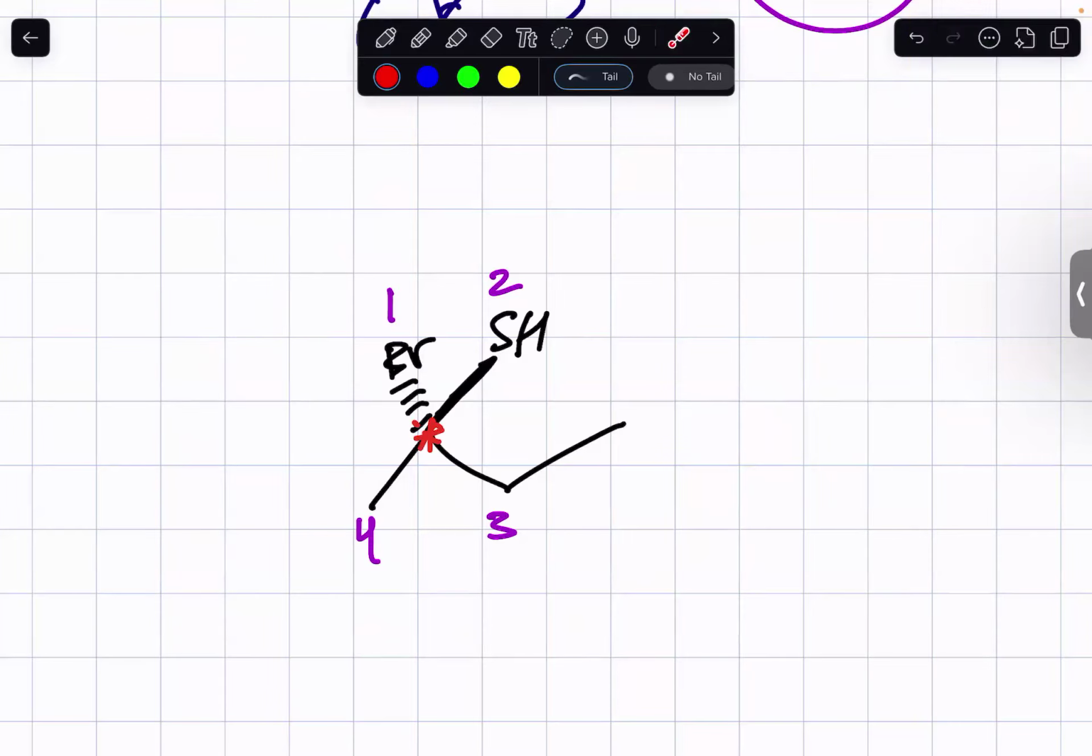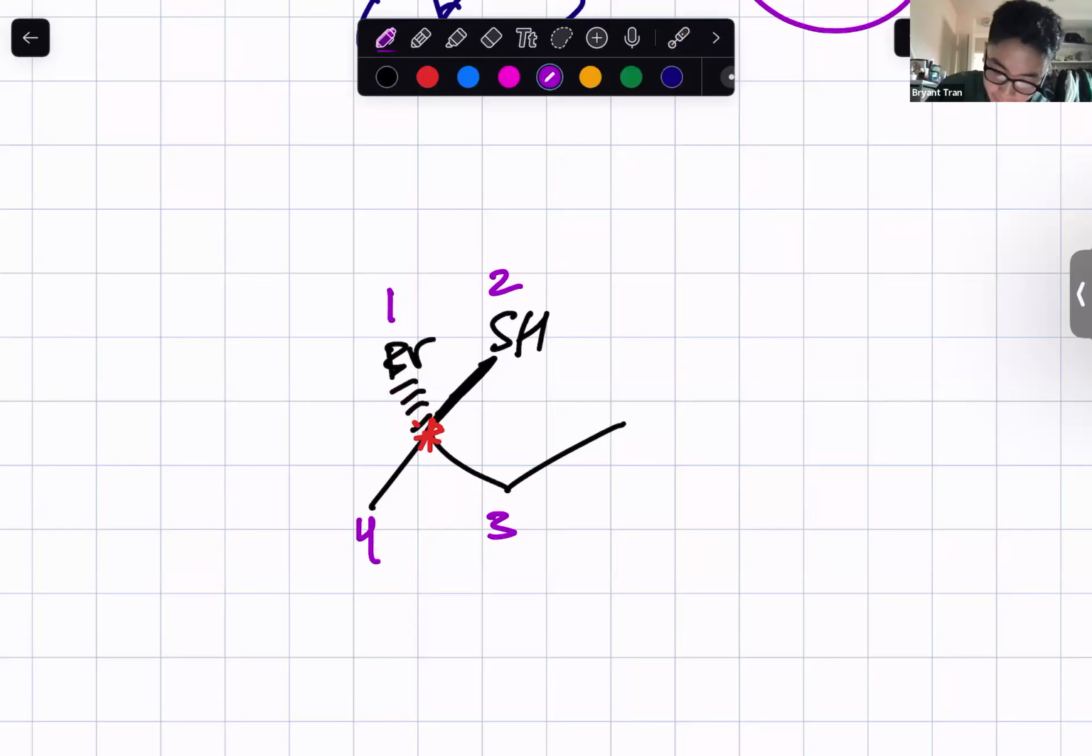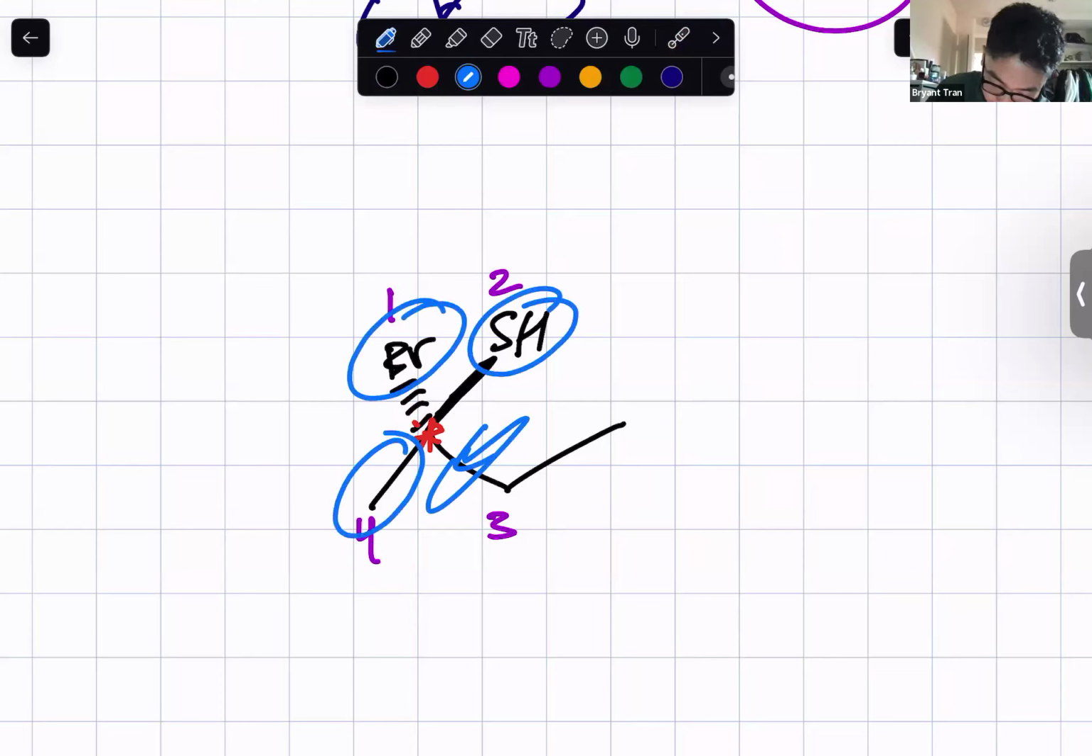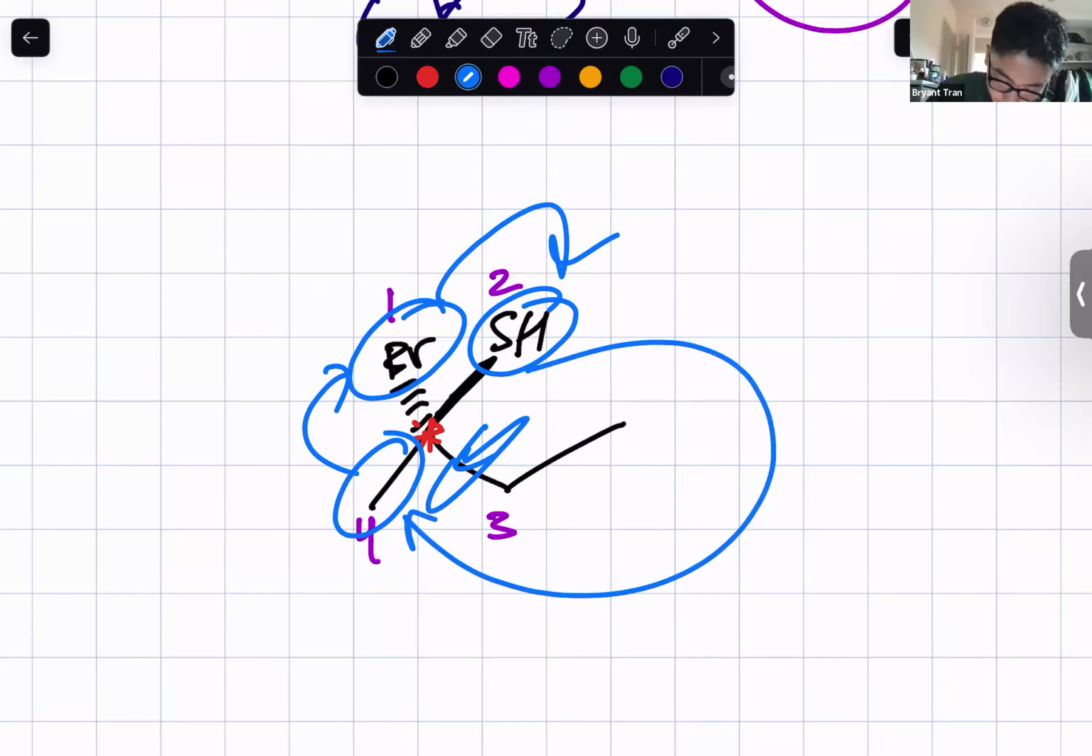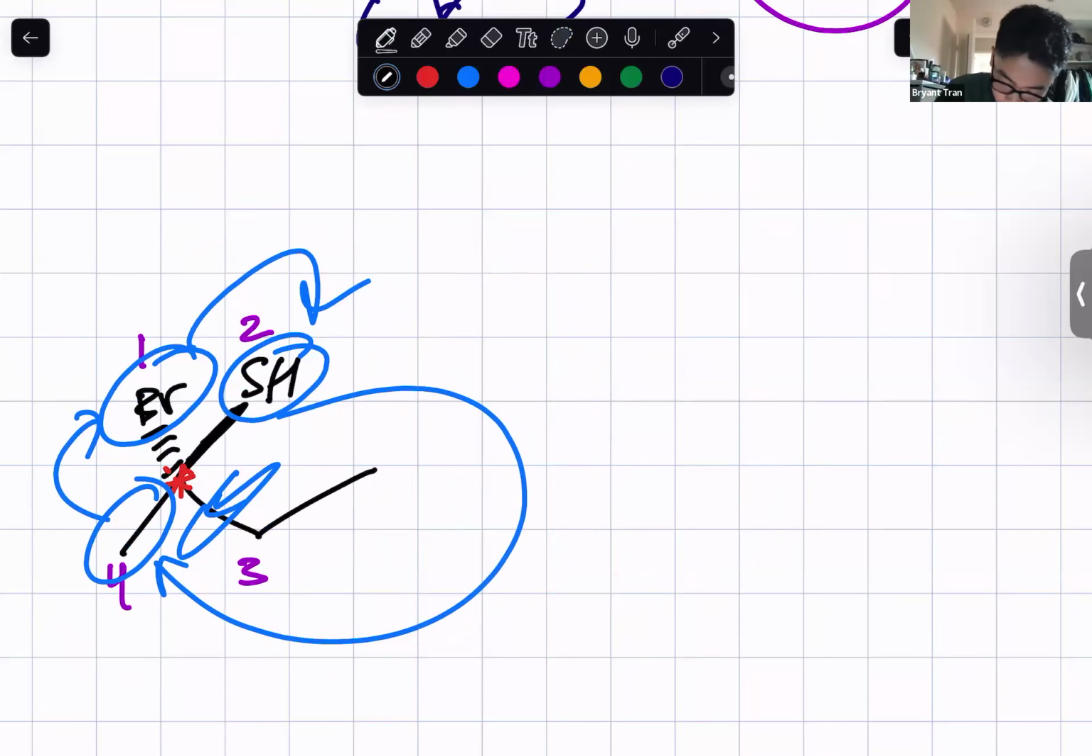So it would be the dash. When we assign R and S, we want the lowest priority group to be the dash always, right? We can rotate this single bond right here to rotate this methyl group onto the dash. This dash bromine will become a wedge. This wedge SH will become a flat bond. And when we do that and redraw the molecule, this is what we are going to get.